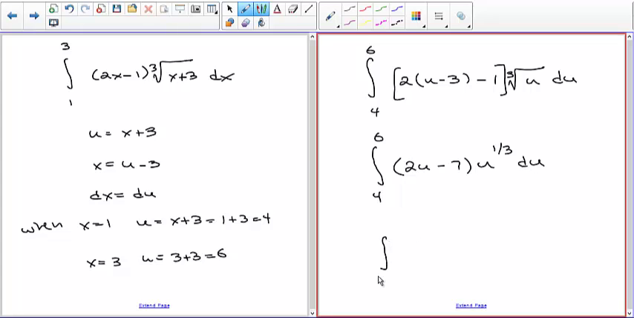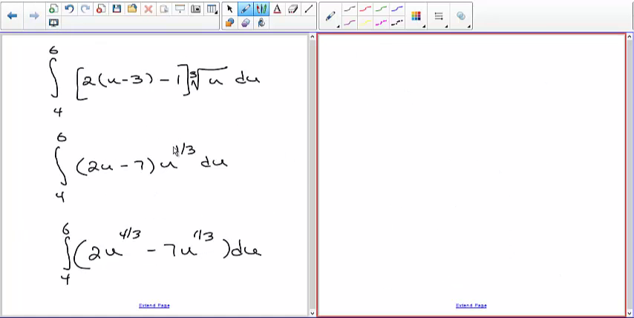Before we integrate, we multiply all this stuff out, so you get 2u, so this is the first power. 3/3 plus 1/3 is 4/3. The second part is just u to the 1/3 power, 7u to the 1/3 power. Put parentheses around here, everything times du. And now we just have polynomials.